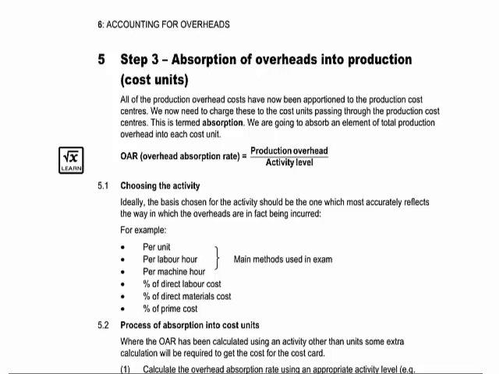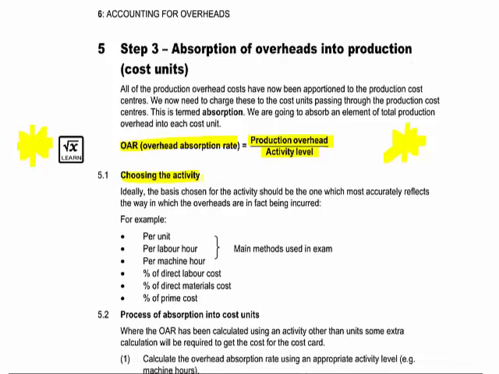So what we've got then is we now have a total amount of overhead in each of the production cost centres. And what we're going to do is divide those by the activity level to give us an overhead absorption rate. And this is a very, very important formula for management accounting. So we know how to get our production overhead because we've followed step 1 and step 2 in order to do that. In order to complete step 3, we have to choose the activity. And ideally then we want to choose one which reflects the way in which the overheads are being incurred.